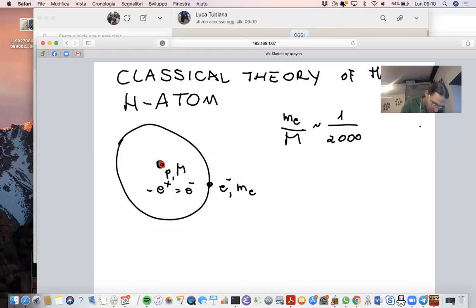You can draw like a small circle here because of these differences in mass. The second point I want to make is that, of course, the charge of the proton is the negative of the charge of the electron, which we know. So overall, the system is neutral. And finally, we will neglect any size of either the proton or the electron.